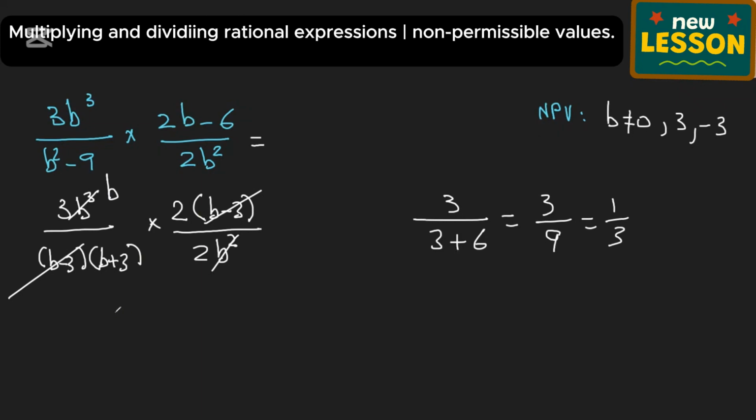So now, can we reduce any more? We have a 2 here, as a matter of fact, and we have a 2 here, so they're going to cancel each other out. And then I still have a 3b on top, and I have a b plus 3 on the bottom. And that's as far as we could go. And this is the answer for this question. We'll go to the next one.